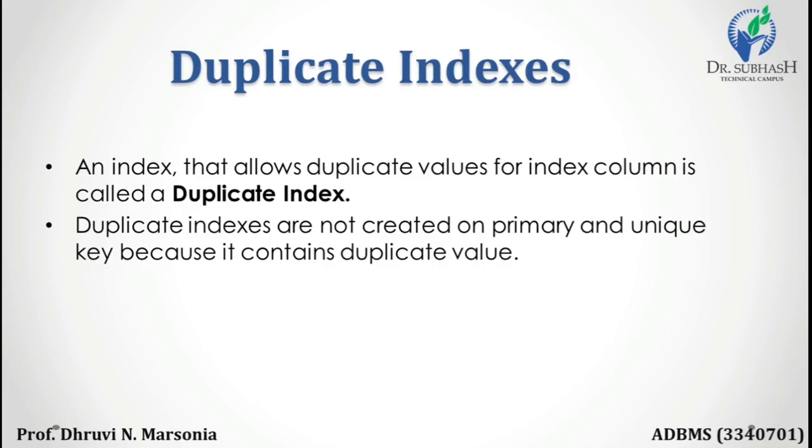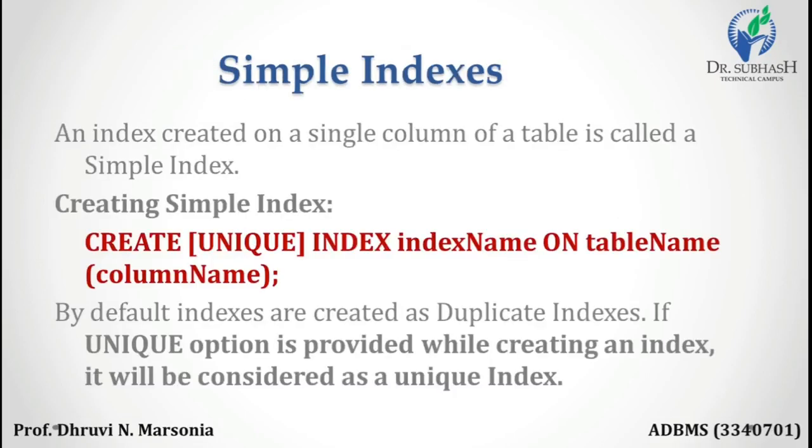Duplicate index: an index that allows duplicate values for the index column is called a duplicate index. For example, I want to create an index on the city column. Then it is possible that one or two or more students or employees have the same city. So at that time we have to use a duplicate index. We cannot create a duplicate index on the primary key or unique key because they do not allow a duplicate value.